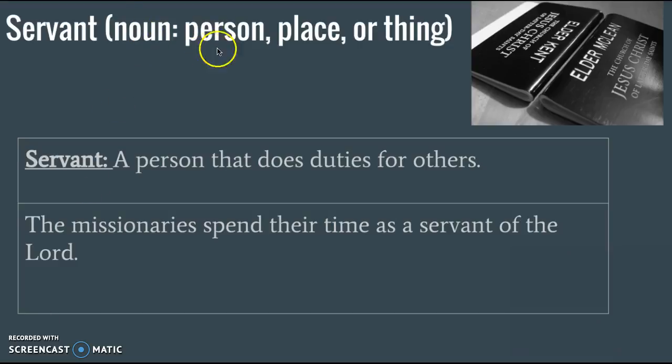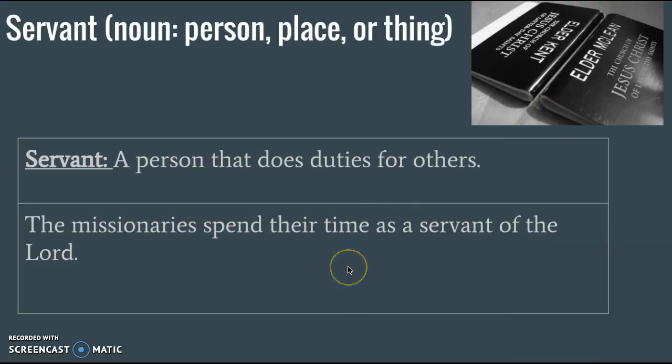And the last one is servant. This is a noun, so here it's a person. A person that does duties for others. Oftentimes they're household duties, chores, jobs around someone's house. But I like the thought of us being servants of the Lord. He's asked us to do the duties that he can't be here on the earth doing. So the missionaries spend their time as a servant of the Lord. And hopefully us as members are also trying to be his servants.